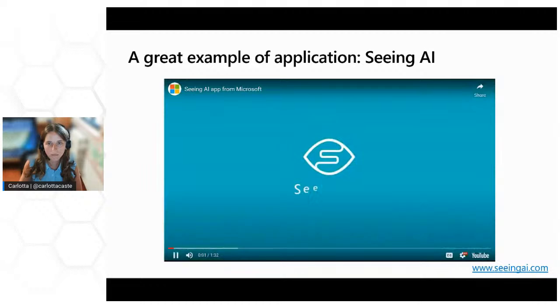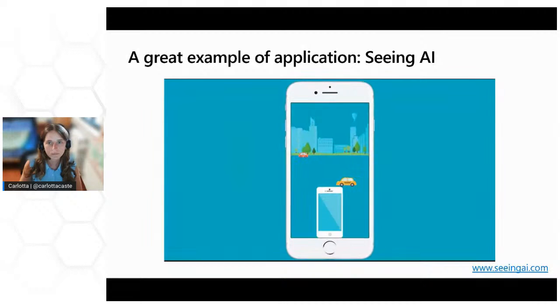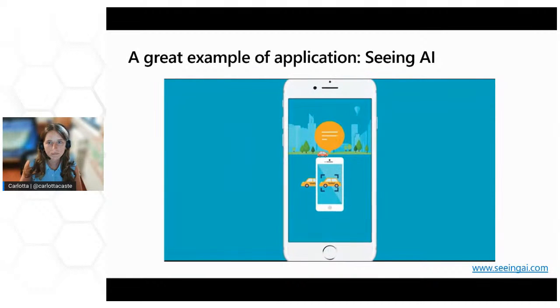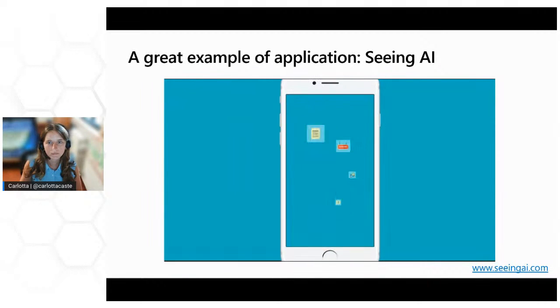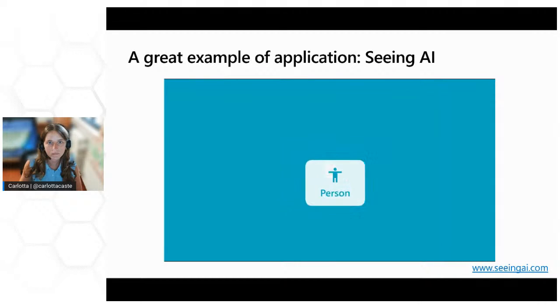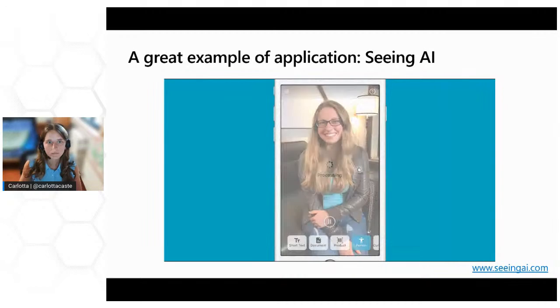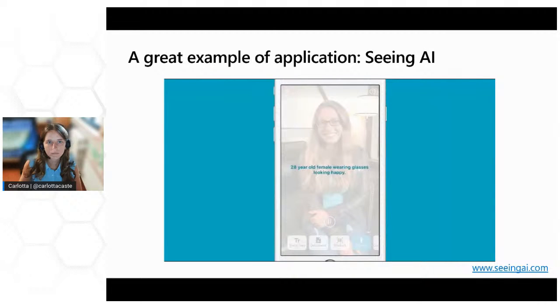Seeing AI is a Microsoft research project for people with visual impairments. The app narrates the world around you by turning the visual world into an audible experience. Point your phone's camera, select a channel, and hear a description. The app recognizes saved friends. Jenny near top right, 3 feet away. Describes the people around you, including their emotions. 28-year-old female wearing glasses looking happy.